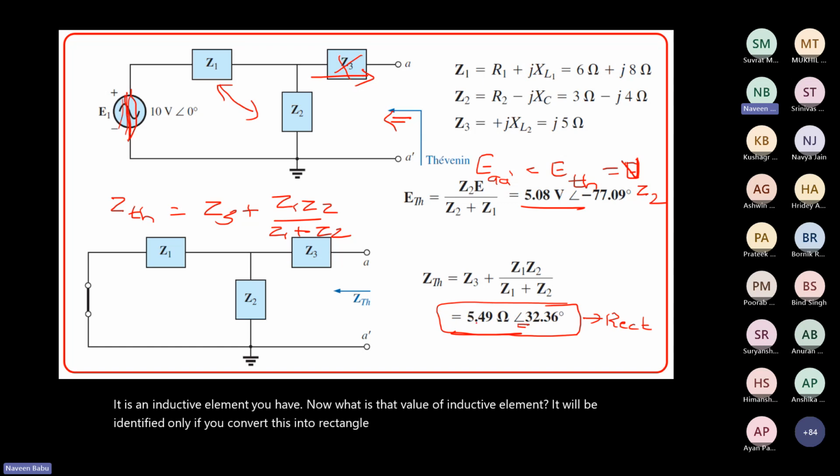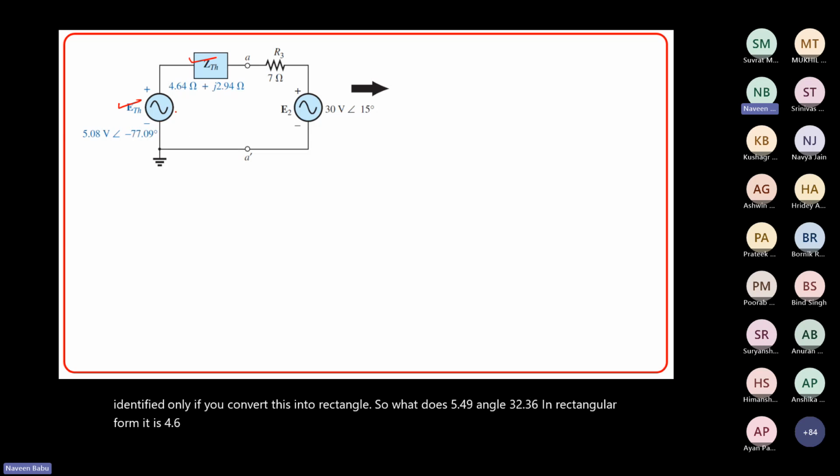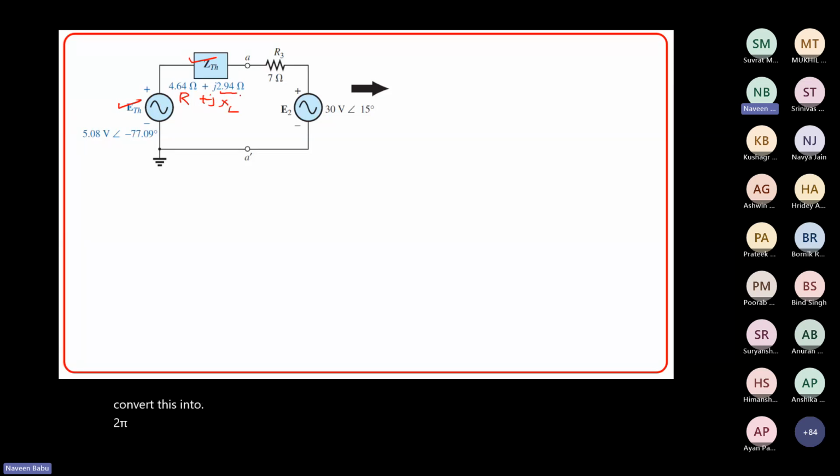So what is 5.49 angle 32.36 in rectangular form? It is 4.64 plus j2.94. What this means is that this is the value of the resistor and this is the value of the inductor. At times you will be asked to determine the value of the inductance. So you should not give it in terms of XL. You will have to convert this into 2 pi f L, and then determine the value of L from this, where f you can assume to be 60 Hertz unless otherwise mentioned.